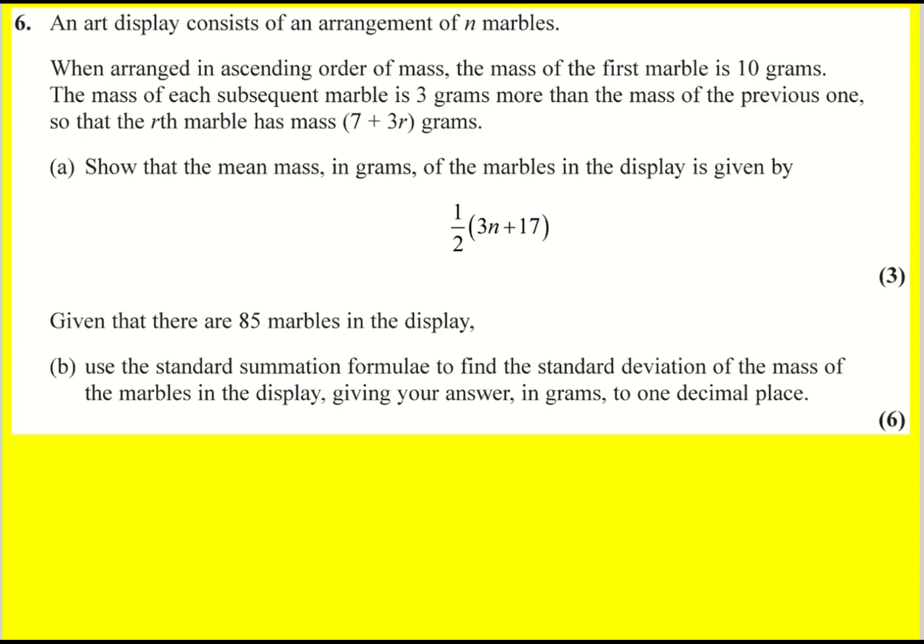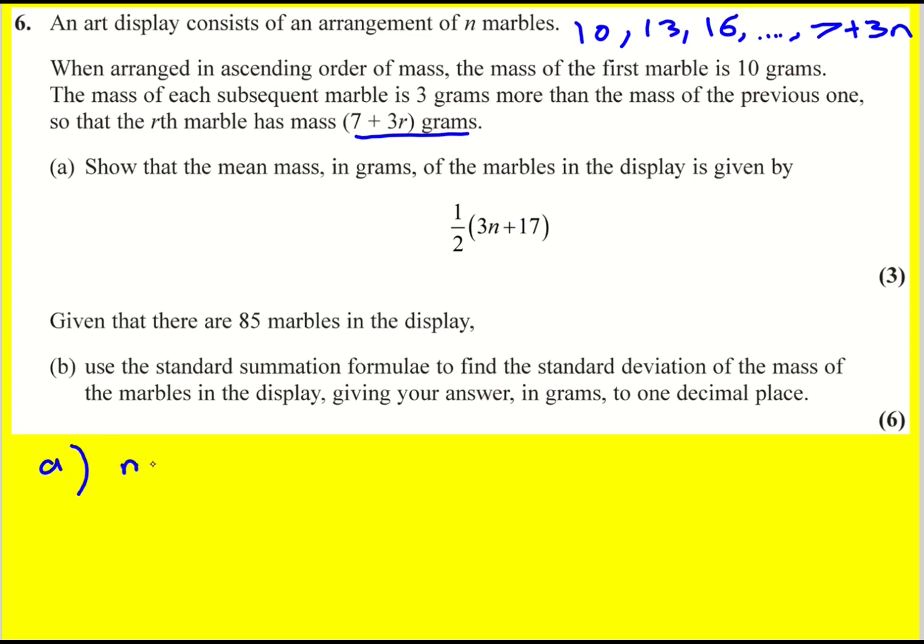An art display consists of an arrangement of n marbles. When arranged in ascending order of mass, the mass of the first marble is 10 grams, then each subsequent marble is 3 grams more, so it'd be 13, 16, and so on, with the rth marble being 7 plus 3r. So the last one is going to be 7 plus 3n, and we're just using that as our final one. Really, this is still the nth term, 7 plus 3r.